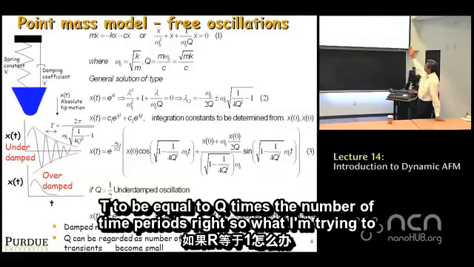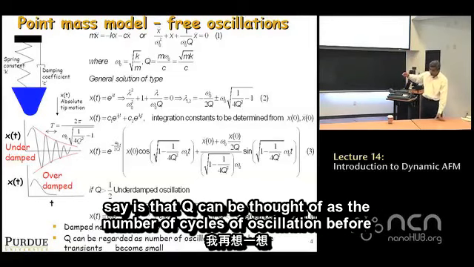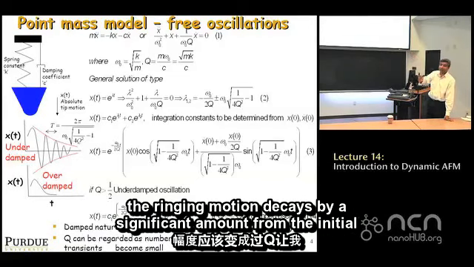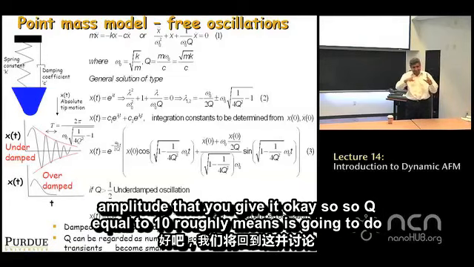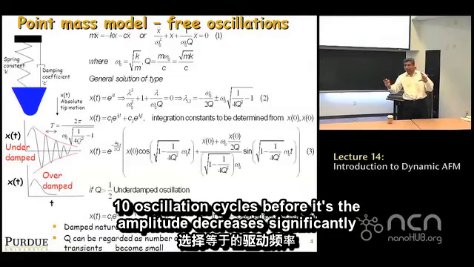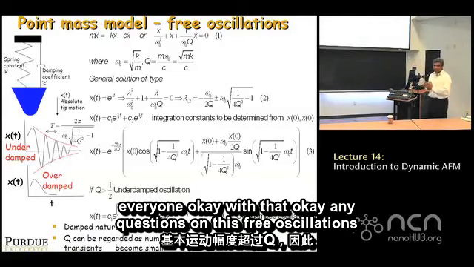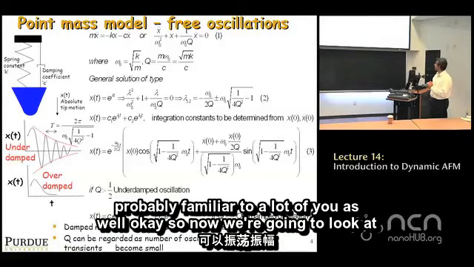So what I'm trying to say is that Q can be thought of as the number of cycles of oscillation before the ringing motion decays by a significant amount from the initial amplitude that you give it, okay? So Q equal to 10 roughly means it's going to do 10 oscillation cycles before its amplitude decreases significantly, all right? Everyone okay with that? Okay. Any questions on this? Free oscillations before we move on. Okay? This is probably familiar to a lot of you as well.